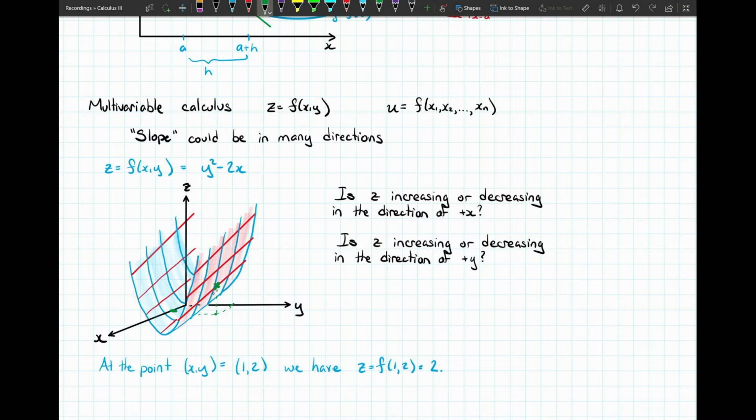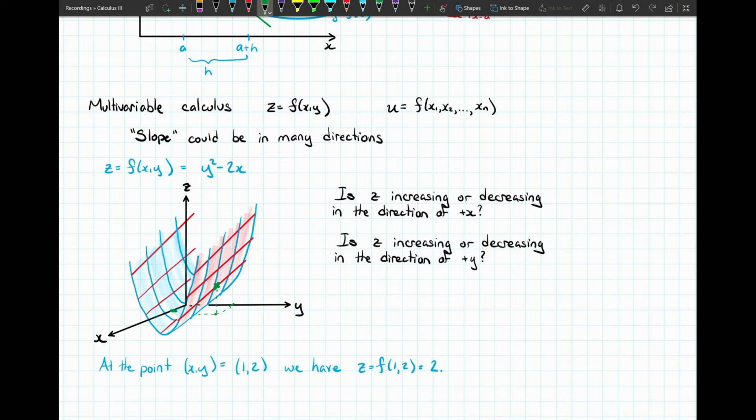If we go in the x direction, you might be able to see from this picture that it's decreasing in the direction of positive x. If we're looking in the positive y direction though, looking at these blue cross sections, it looks like it should be increasing. Let's see if we can calculate those slopes.